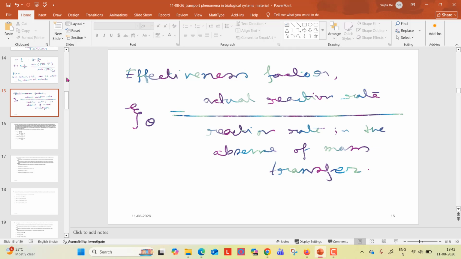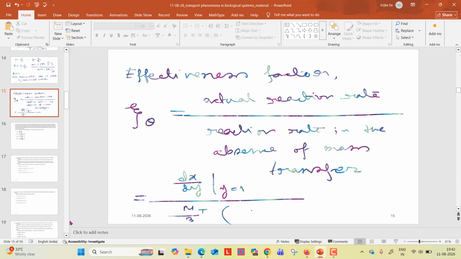I am not going into that. So finally, what we will get as the eta value. The eta derivation is given in the lecture, I am not repeating it. Okay. So it is dx/dy at y equals to 1 divided by mt, that is the Thiele modulus, by 3 into 1 by 1 plus beta. Okay. This is the effectiveness factor.